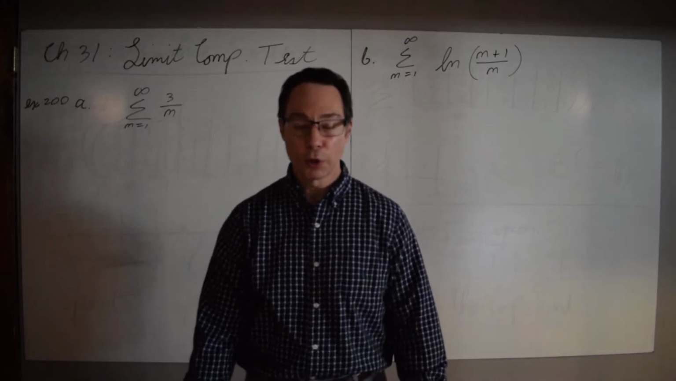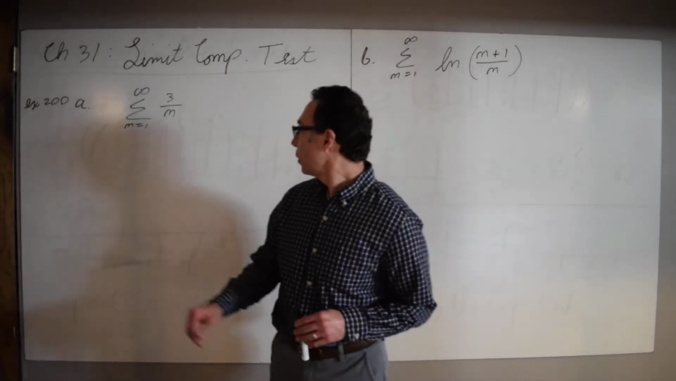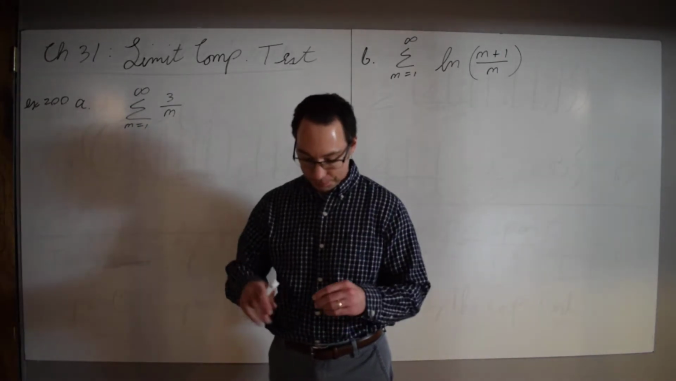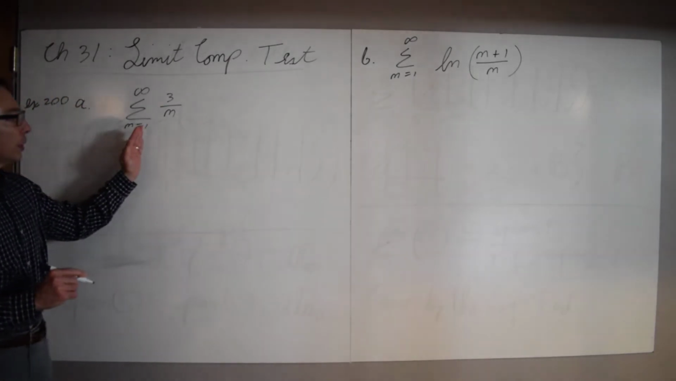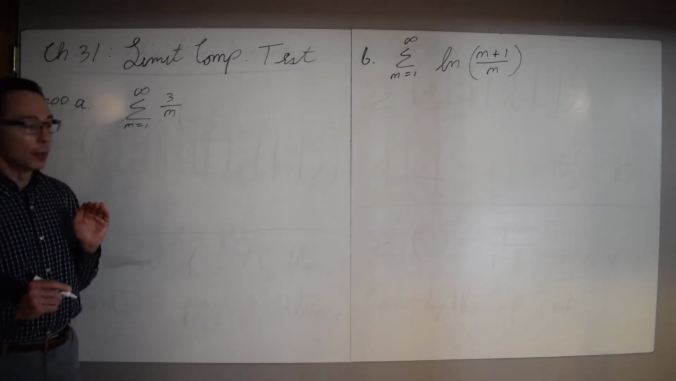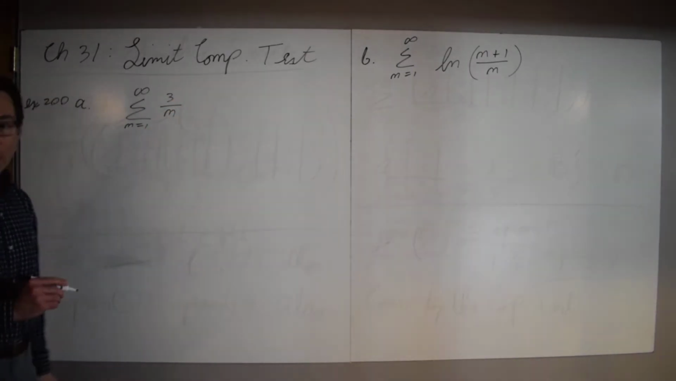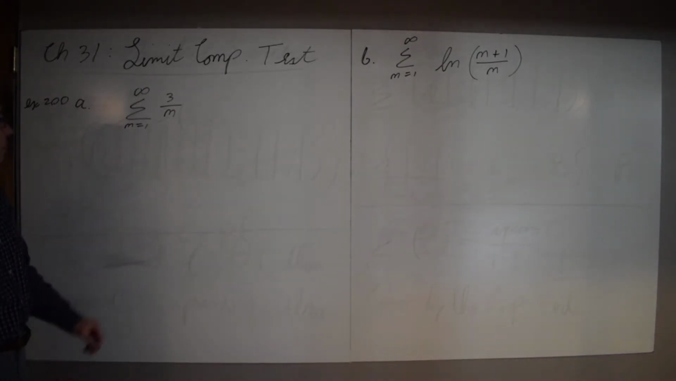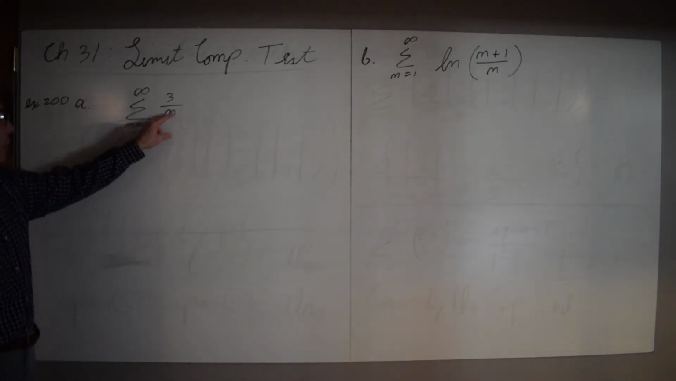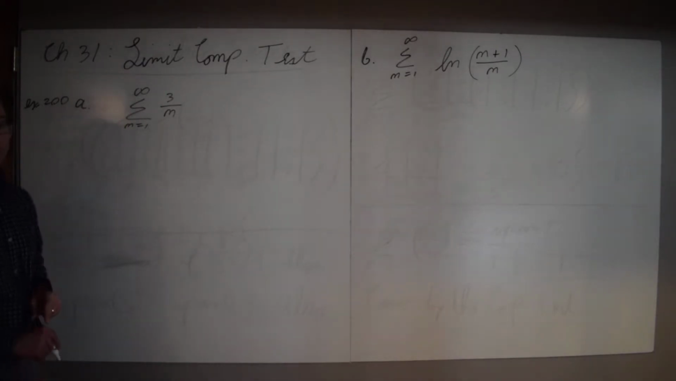This video is over Chapter 31, the limit comparison test, and in particular, example 200. So for part A, we could use the actual comparison test on this. So we could compare 3 over n to 1 over n, but since this is the chapter on the limit comparison test, we'll use the limit comparison test instead. And we'll compare it to the harmonic series, which is the sum n equal 1 to infinity of 1 over n.